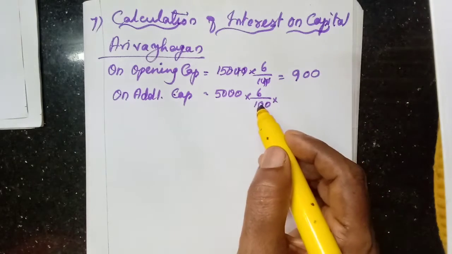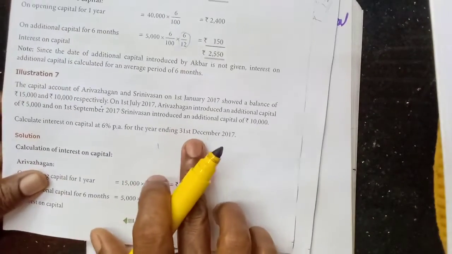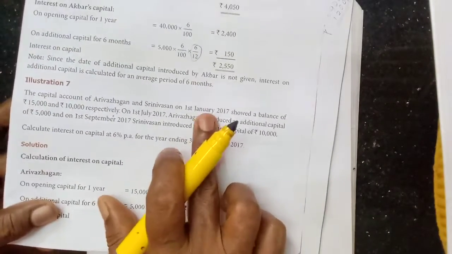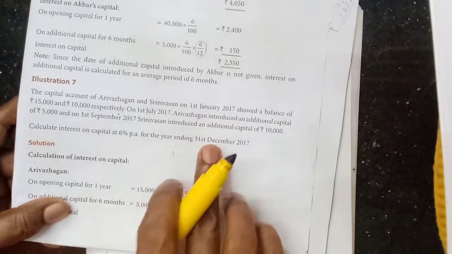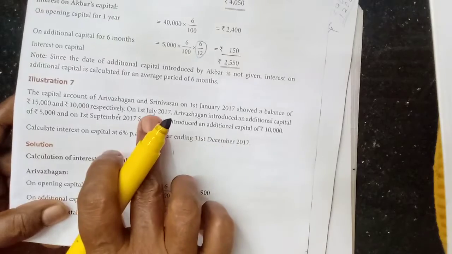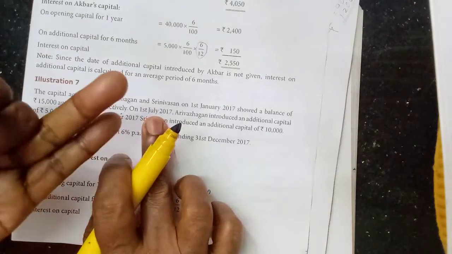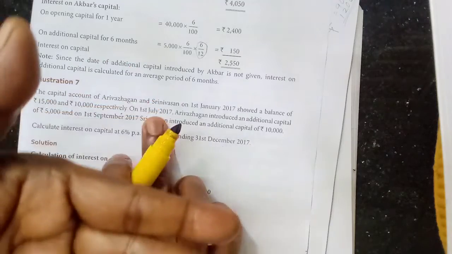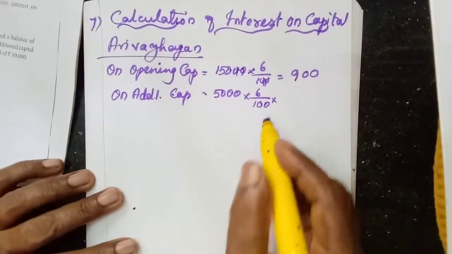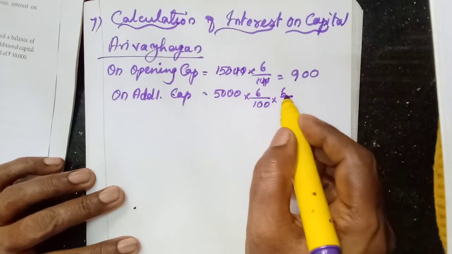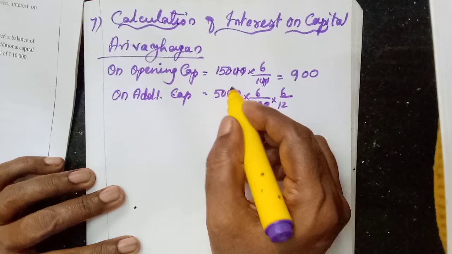The last sentence they have given, calculate interest on capital for the year ending 31st December. So from January 17 to December 31st, 12 months, isn't it? So accounts close on 31st December. When he has introduced the capital? 1st July. So July, August, September, October, November, December. So how many months? 6 months. So we need to calculate for 6 months. 6 by 12.